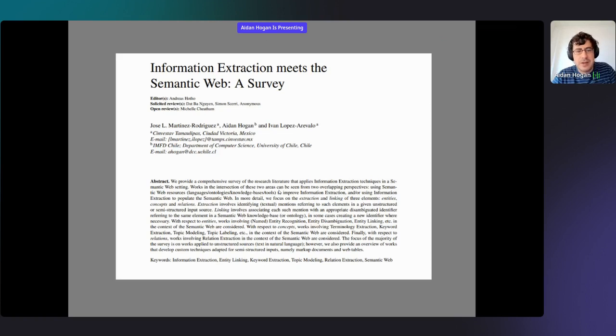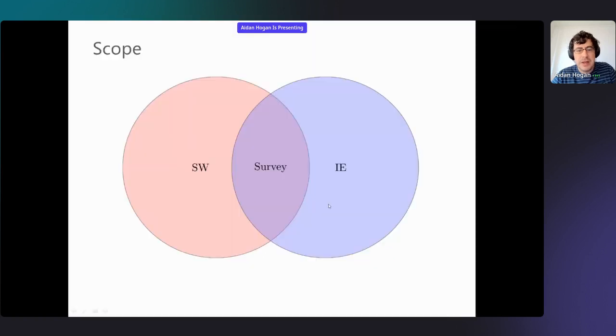So essentially we wanted to propose a survey, or to look into how information extraction techniques were being used in the semantic web, and also how the semantic web was being used for information extraction, in both directions. So the survey essentially is all of the works that somehow intersect between these two areas of the semantic web and the information extraction area.